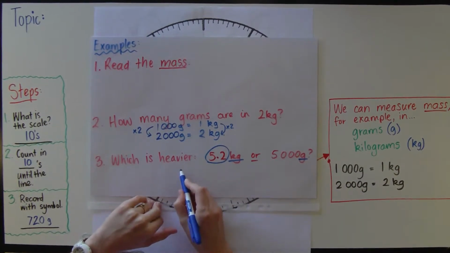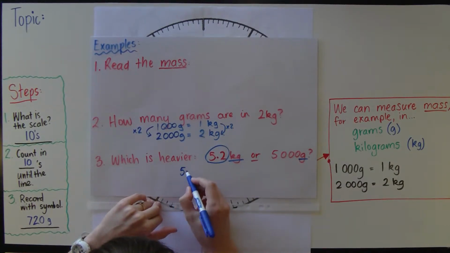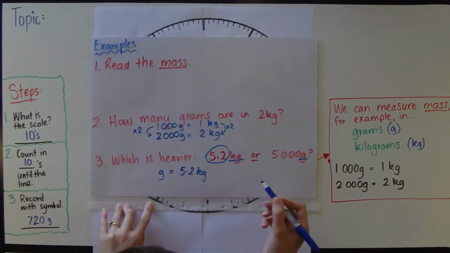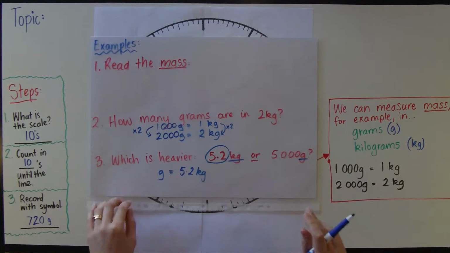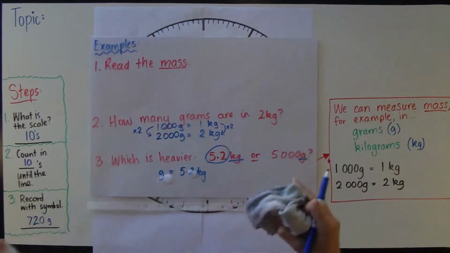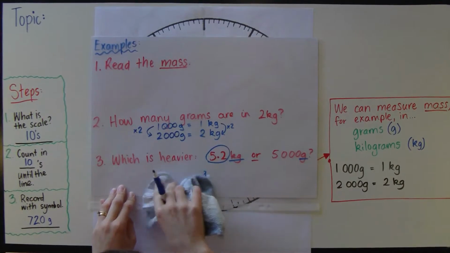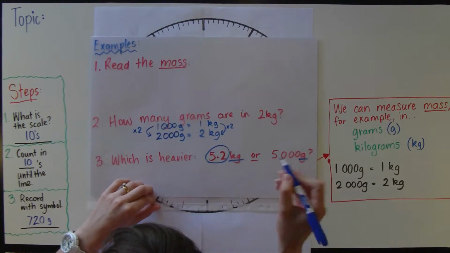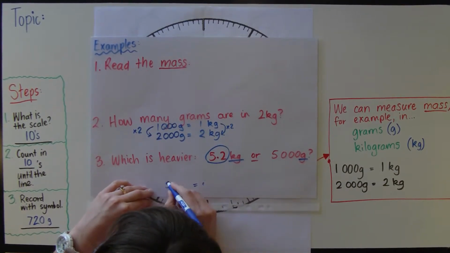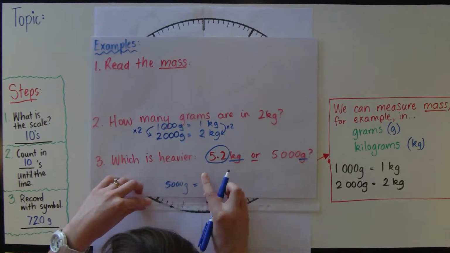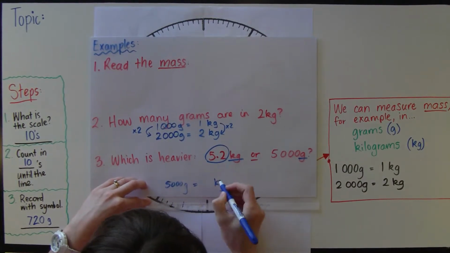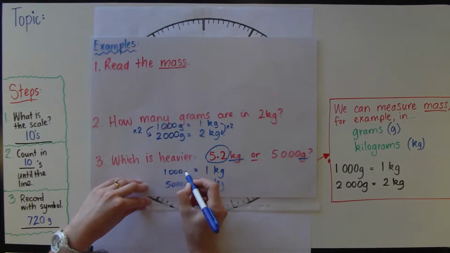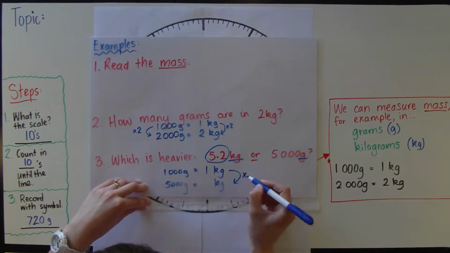So I'm just going to change this one here, 5.2 kilograms into grams, or you could do it the other way around. Actually, I might go the other way, it might be a little less confusing for you. So we'll just convert 5,000 grams to kilograms. If we have 5,000 grams, we want to know how many kilograms that is. We know that 1 kilogram is the same as 1,000 grams, so we just need to multiply.